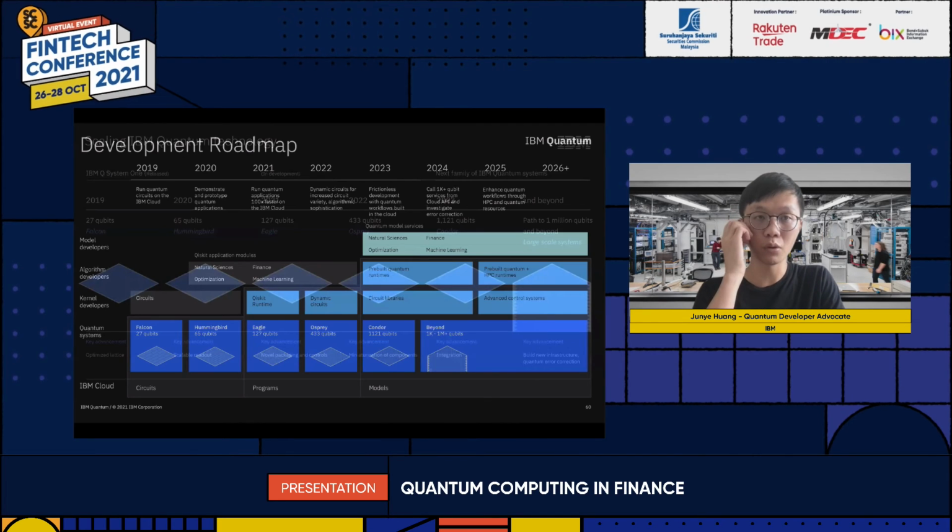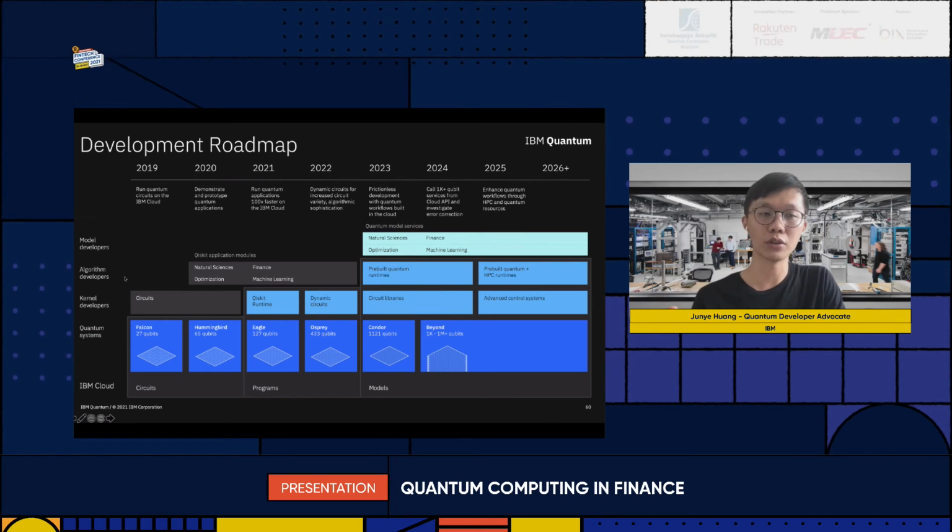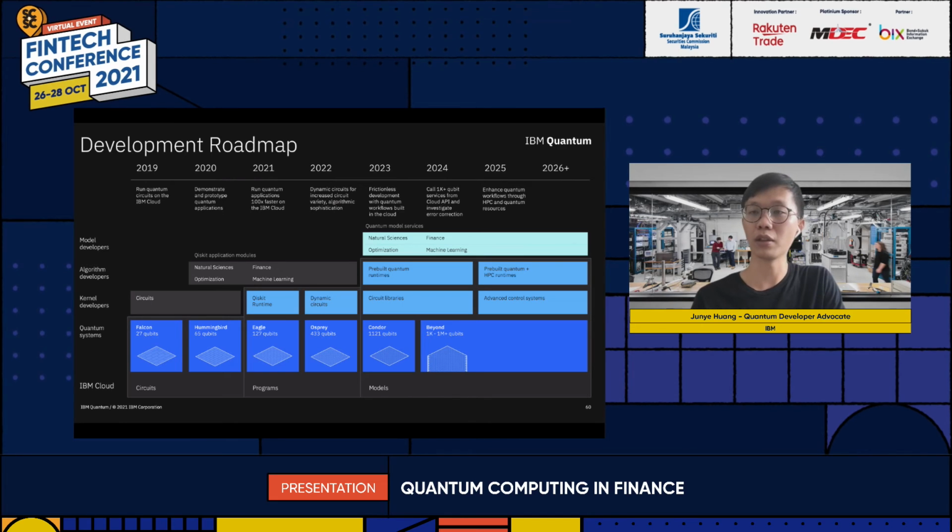And similar to the hardware roadmap, we also have a software roadmap. As the system scales up, our software also matures. At first we have only kernel developers, people that need to know the quantum circuit. But as the field matures, we don't need people that know quantum circuits. Just like in classical computing, now you don't actually need to know how a number is stored in a transistor. You just run a library and call the library APIs. So we hope that in the next few years we can also achieve this.